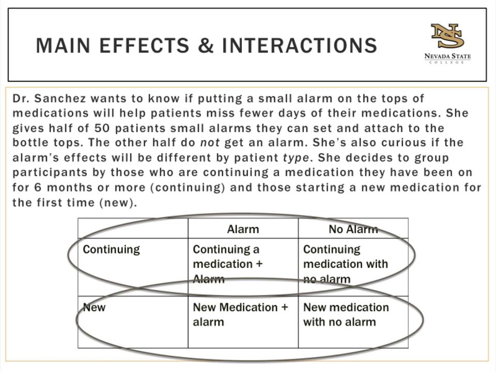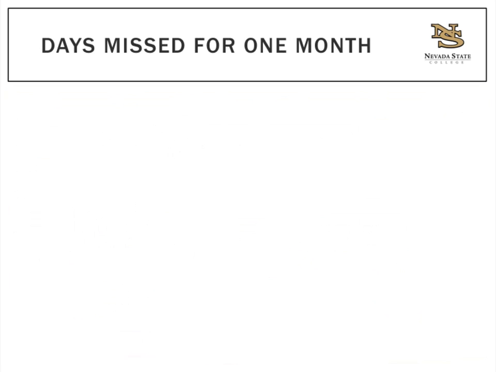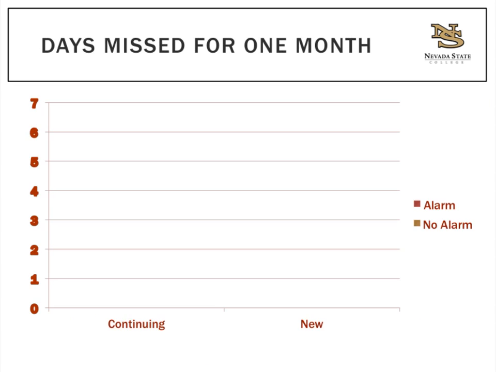All right, so we can look again, two main effects and an interaction. The main effect here is alarm versus no alarm. The second main effect is continuing versus new medication. And the interaction is looking at whether the effect of the alarm depends on whether they're continuing a medication or starting a new one. So let's look at some data if Dr. Sanchez had gone ahead and collected some. So I'll again show you in a graph form.